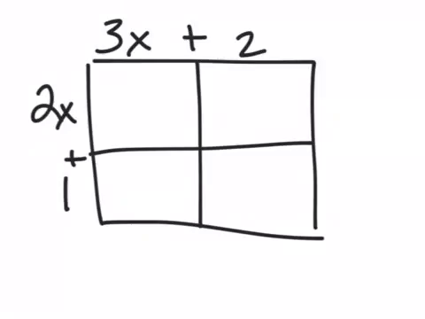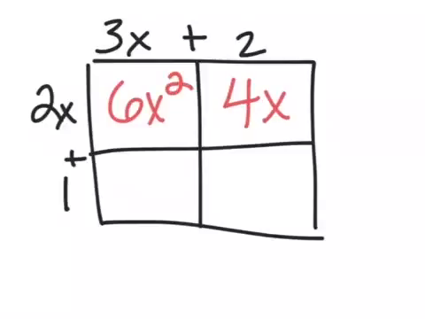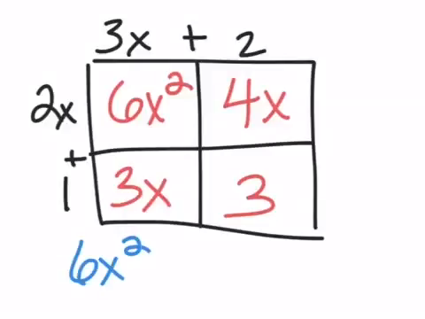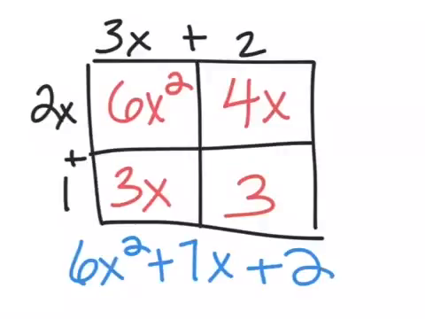Alright, so here's my generic rectangle. And 2x times 3x squared is going to give me 6x squared. 2x times 2 is going to give me 4x. 1 times 3x is going to give me 3x. And 1 times 2 is going to give me 3. So when we write the sum, we would get 6x squared plus 7x plus 2. Sorry, that was not a 3. This is a 2. 1 times 2 is 2. So we did get the expression we started with.